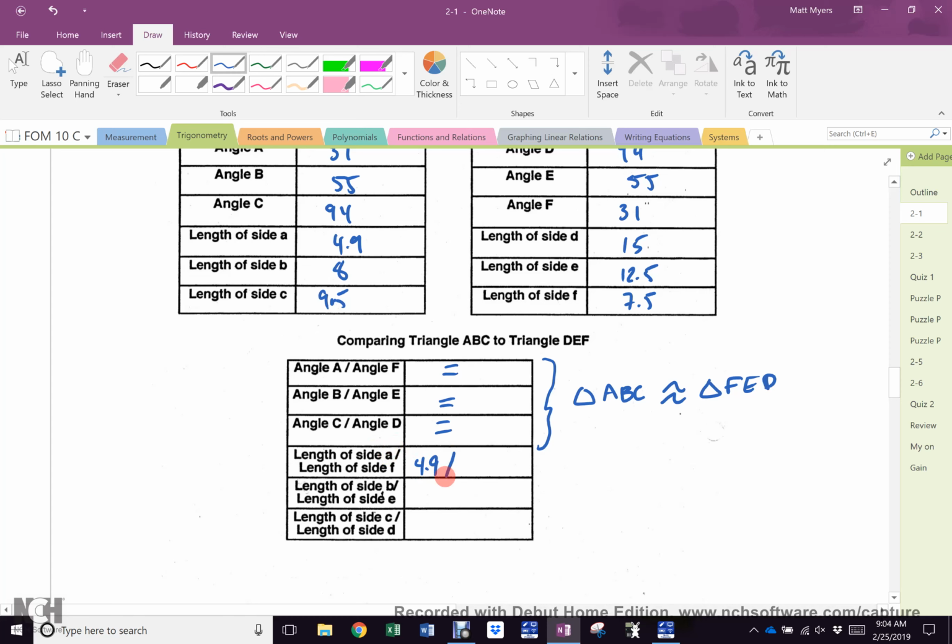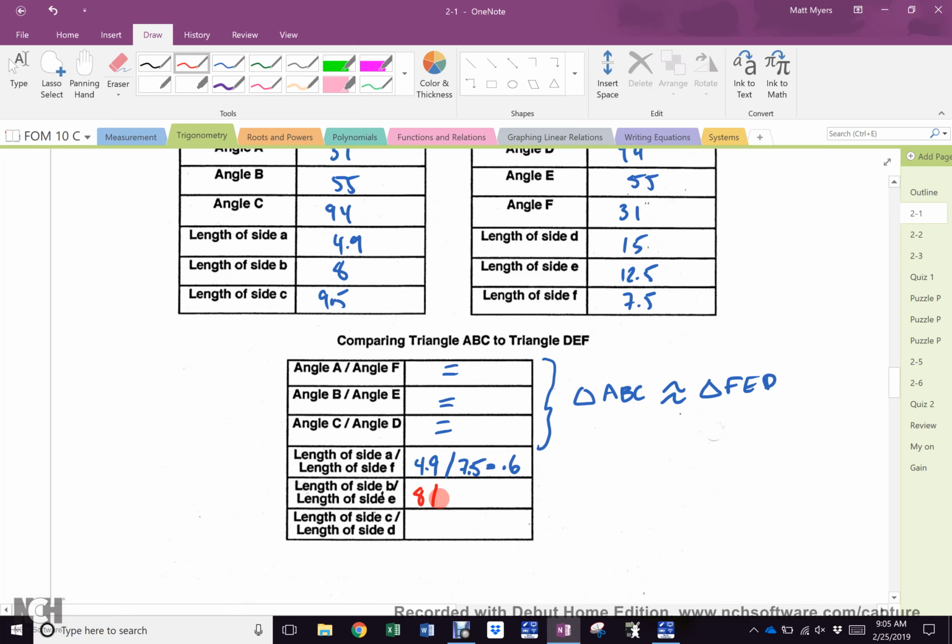4.9, and I divide it by the value of side F. What is it? What do I get? Do that with your calculator, and just give me the first decimal point. 0.6. Everyone agree? We only need the 6. Everybody cool? All right. Now, what if I do B and E?